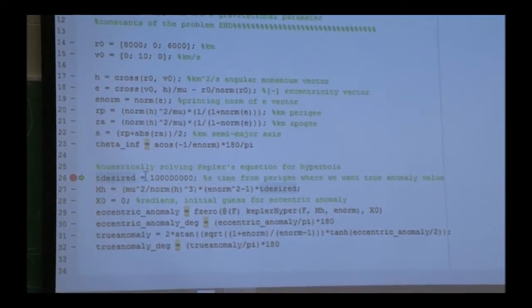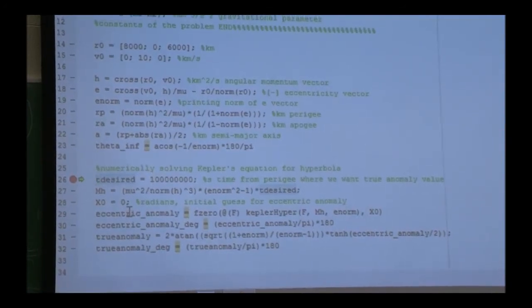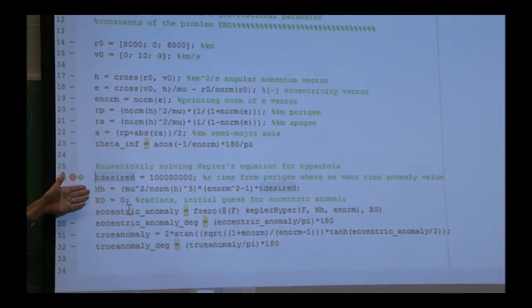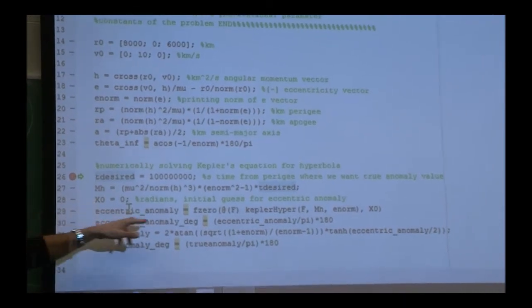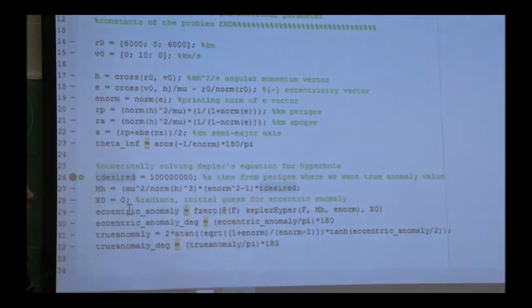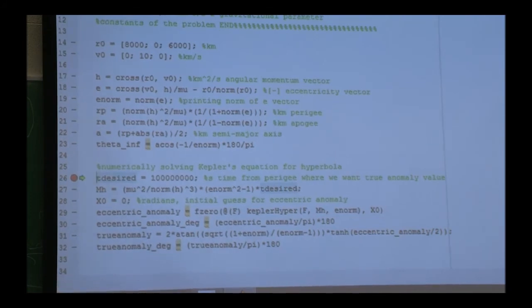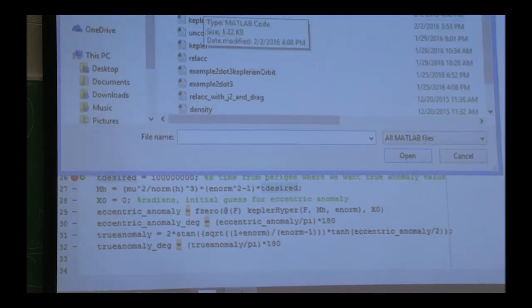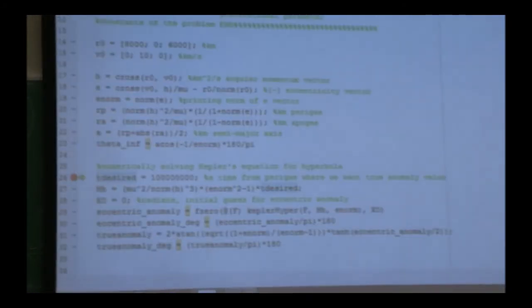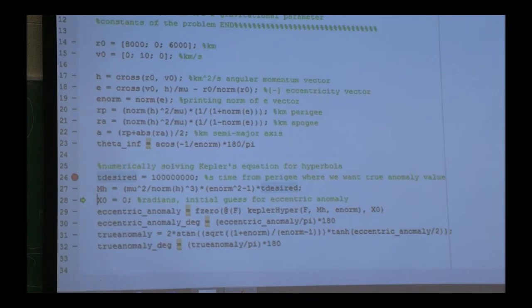And then I'm trying to solve exactly what I gave you here. This does the same exact steps that I had for an elliptical orbit. You give me the time, you compute the mean anomaly, because that depends on time. You give an initial point for the fzero solver. You tell it what function it needs to zero out, which is this other function here, Kepler hyper, which seems like Kepler on drugs, I guess. Okay, so you solve that numerically.